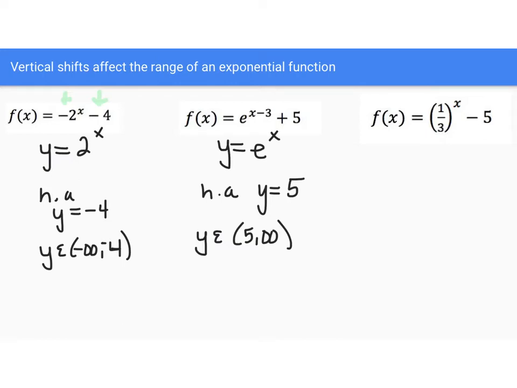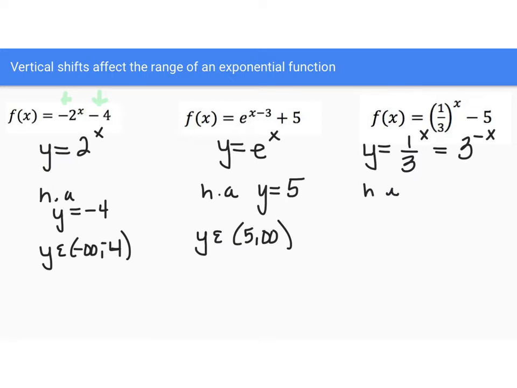The third function has a parent function of 1/3 to the power of x, or you can think about that as 3 to the power of -x. Something that has a 1/3 power is the same as a base of 3 with a reflection across the y-axis. Now, whether this is growth or decay reflected across the y, that will not change your range in your horizontal asymptote. We still really just care about that vertical shift.